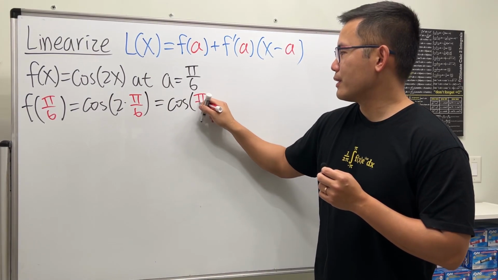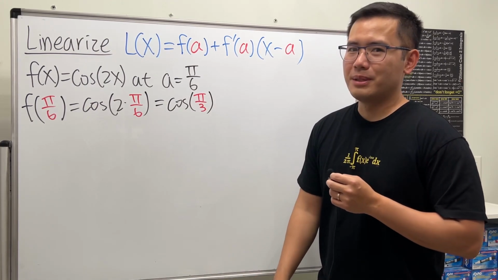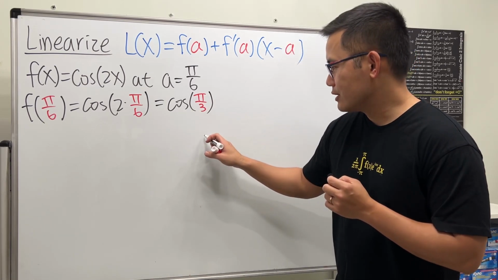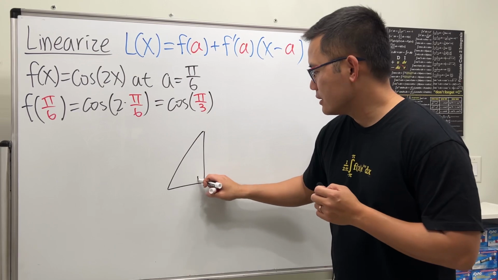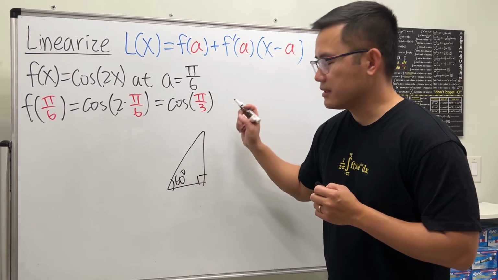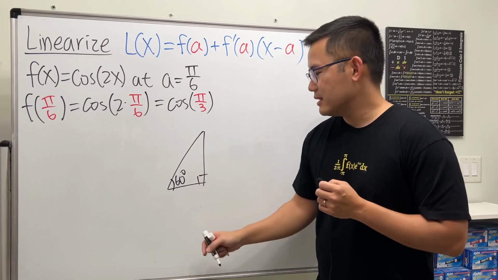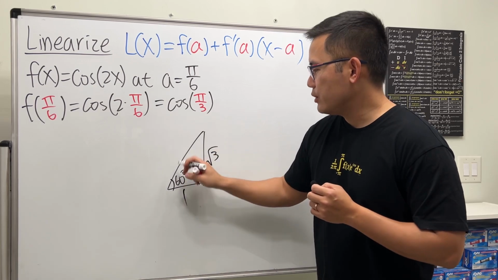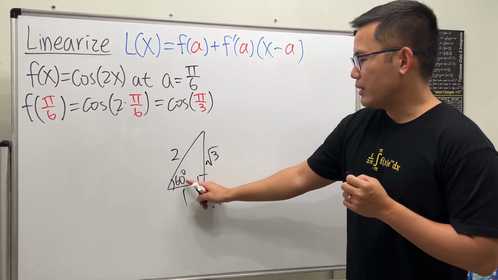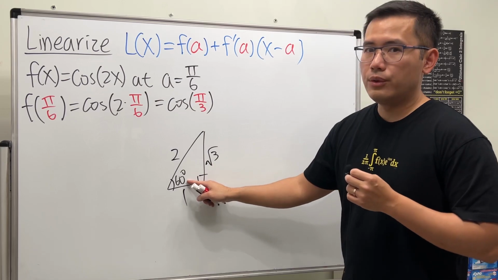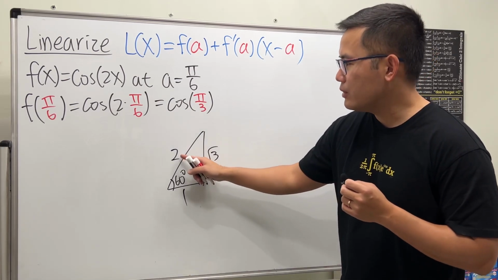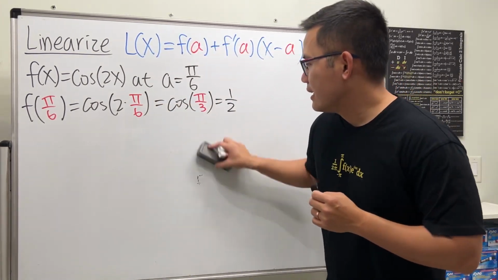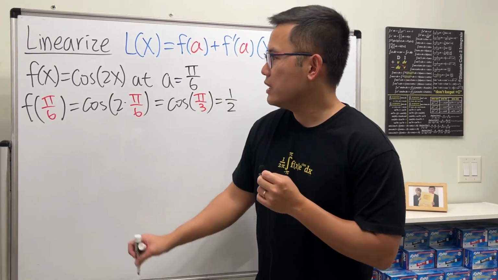Do we remember our trig values? What's cosine of pi over 3? Pi over 3 is 60 degrees, so refer to a special right triangle at 60 degrees. Here 60 degrees and that's 30 degrees. The ratio of the sides, the smaller side is 1, this longer side is square root of 3, and the hypotenuse is 2. Looking at this angle, which is pi over 3, cosine is adjacent over hypotenuse, so we get 1/2. Pretty nice answer.